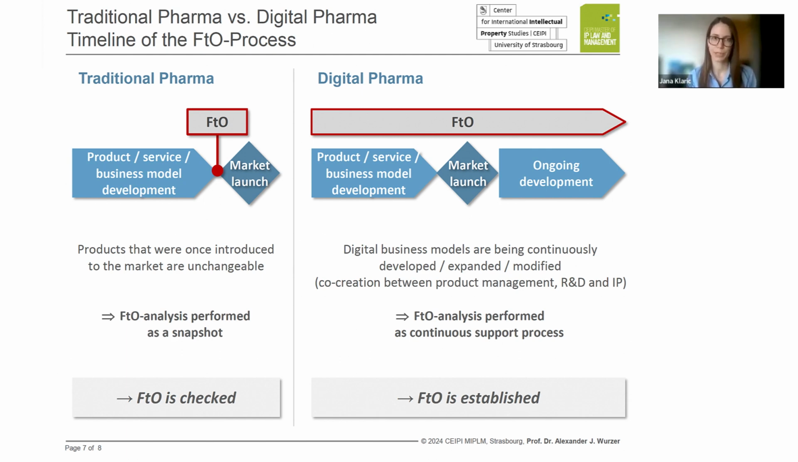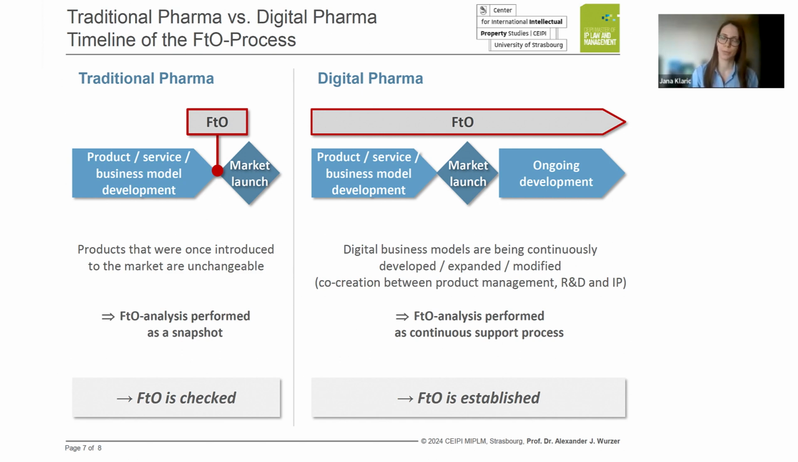On this slide, you can see the comparison and the differences between the timelines of the development processes and the implications these differences have on the performance of the FTO, so freedom to operate analysis. In traditional pharma, the products are introduced on the market unchanged, so permanent, and the FTO analysis is performed at the end of the product development, but before the market launch, meaning that the FTO analysis is performed as a snapshot.